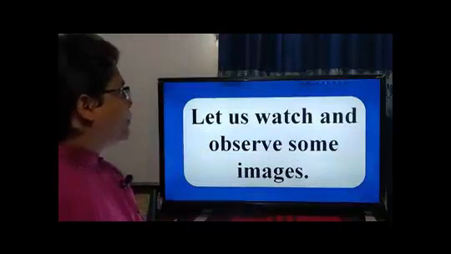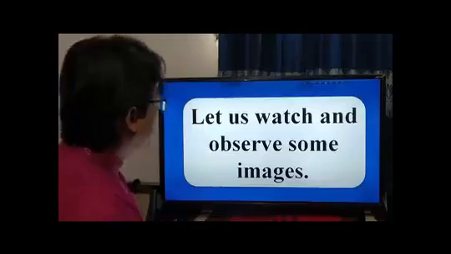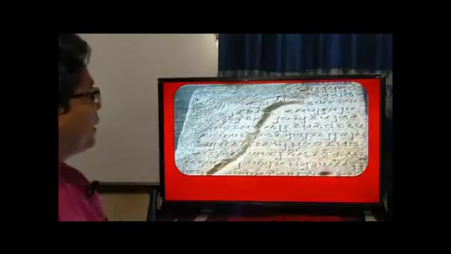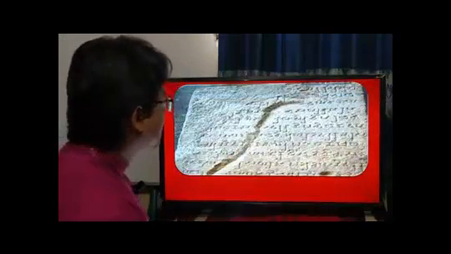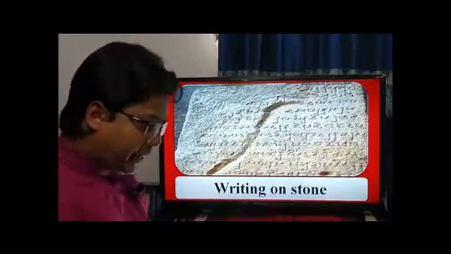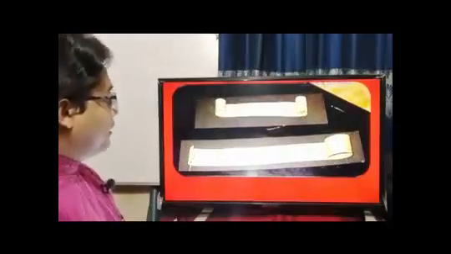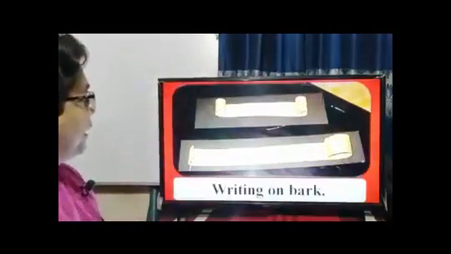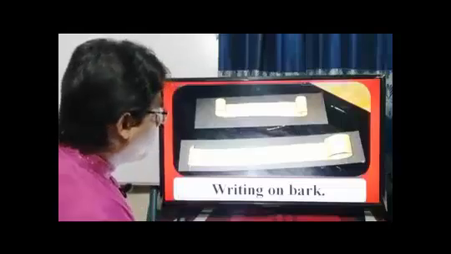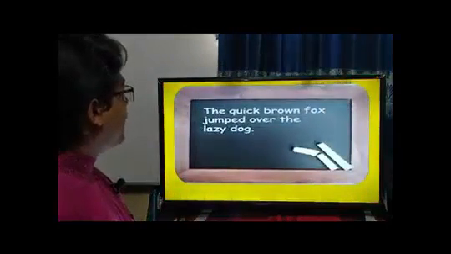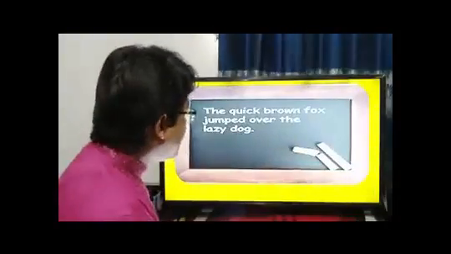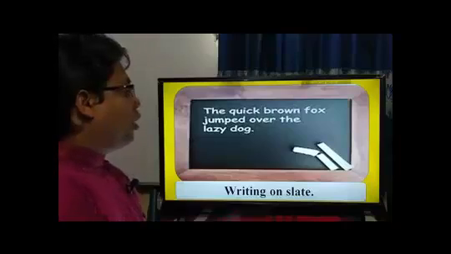Dear students, let's watch and observe some images. Here you see an image: writing on stone. Another picture, it means writing on bark. After that, you see that the quick brown fox jumped over the lazy dog. It means it is also writing, writing on slate.